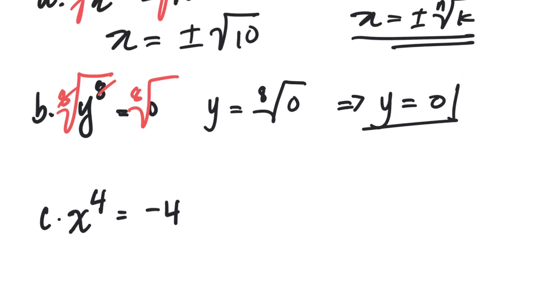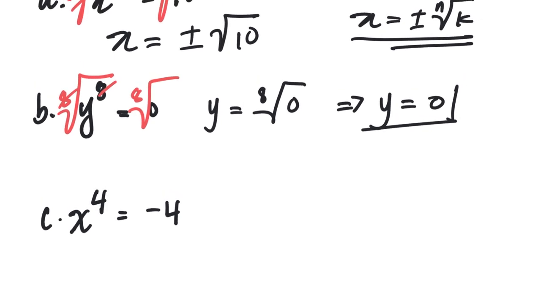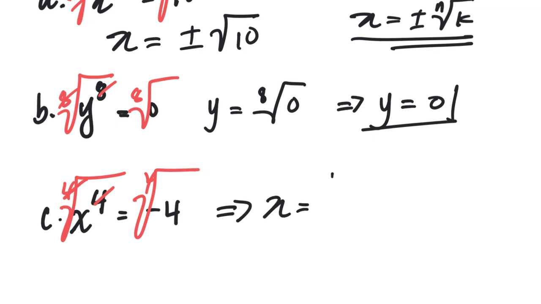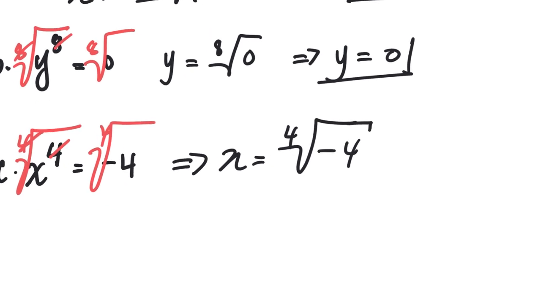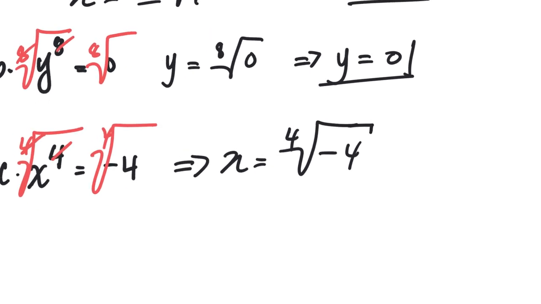Okay, the third one. I'm going to get the 4th root of each side. So if you're going to be looking at it, here, what happens here is that x is equal to the 4th root of negative 4. So what did we say? Your radicand here, negative 4, is less than 0. Therefore, this has no solution at all. So no solution.